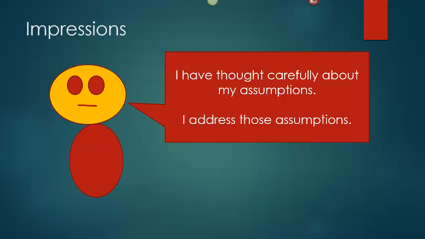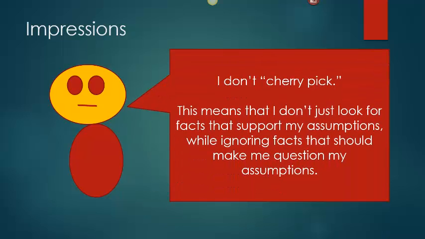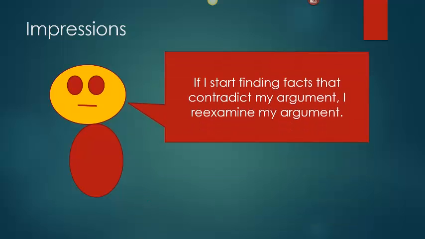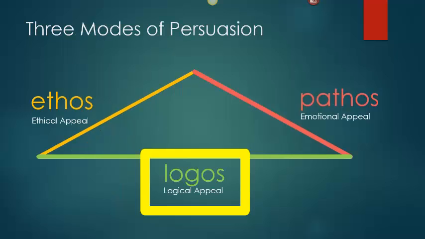You need to have thought carefully about your assumptions. Address those assumptions. So if you are assuming something and basing your entire argument on an assumption, think about the role of that assumption and how important it is. What if that was not the case? What if what you assume is not the case? Don't cherry pick. This means that you don't just look for facts that support your assumptions while ignoring facts that should make you question your assumptions. If you start finding facts that contradict your argument, re-examine your argument.